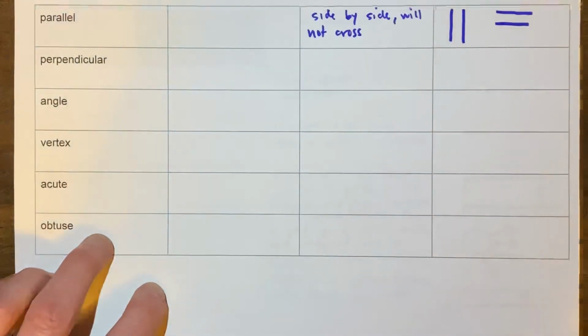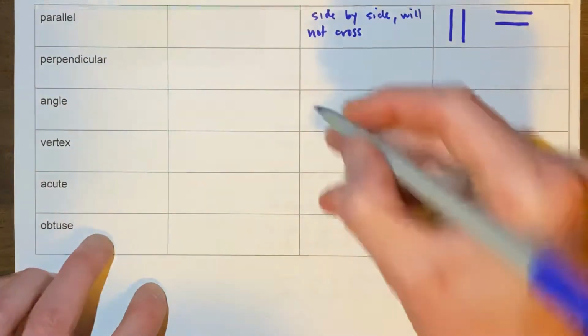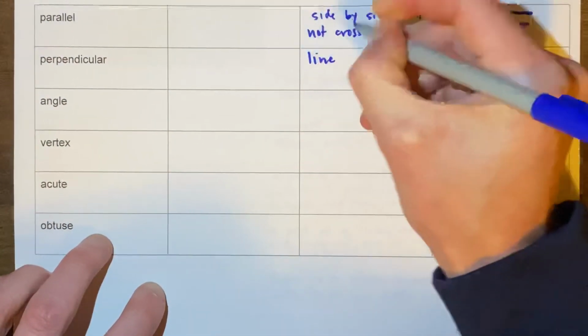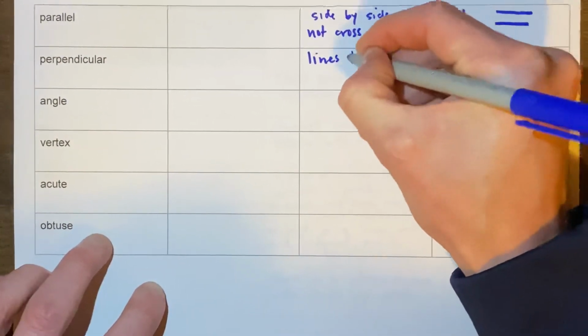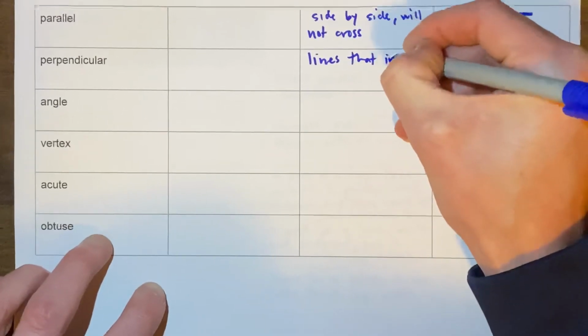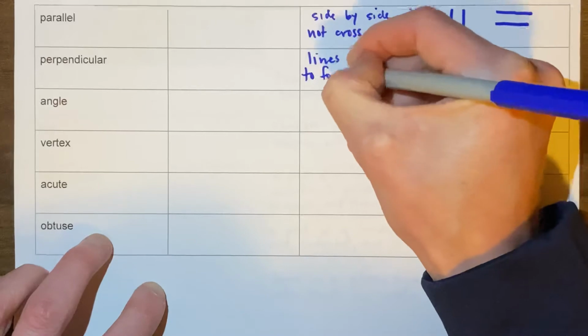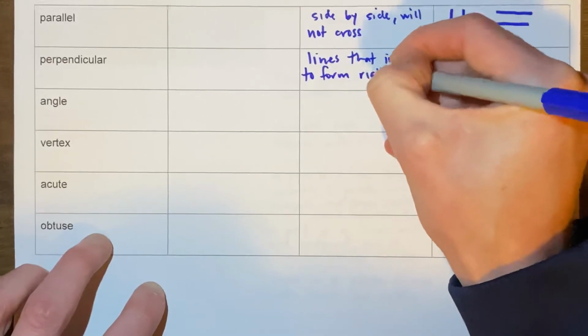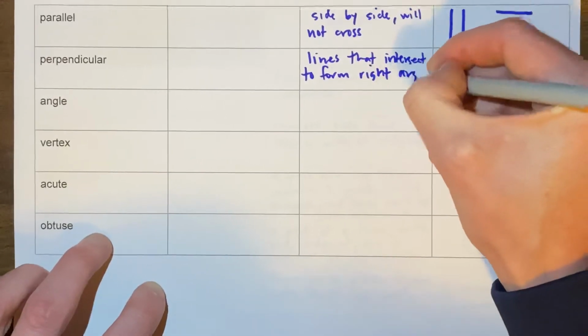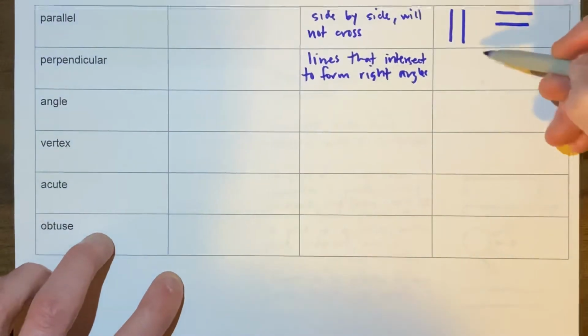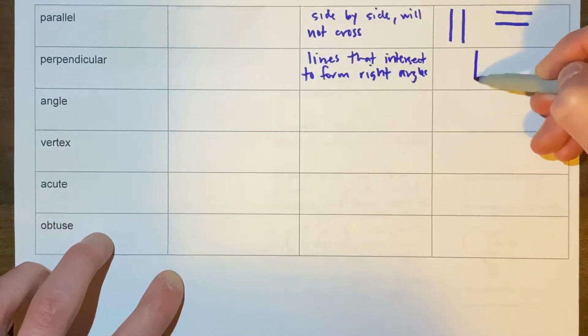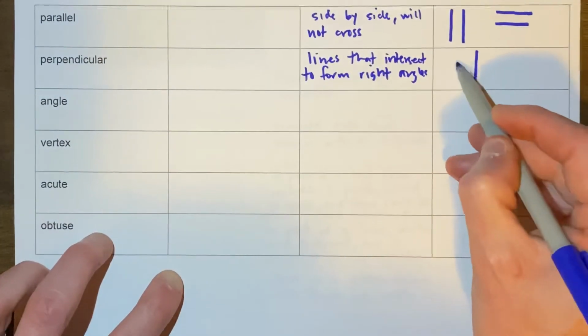Perpendicular basically means lines that intersect to form right angles. Okay, so here we go. We'll have one cross, and I'll have another one cross here.